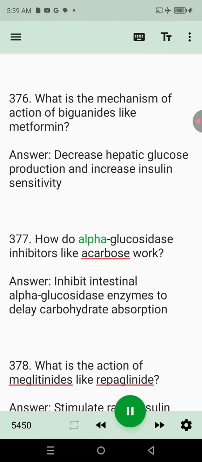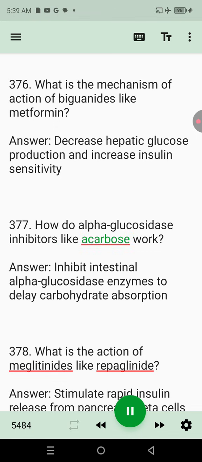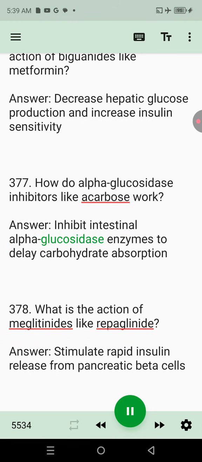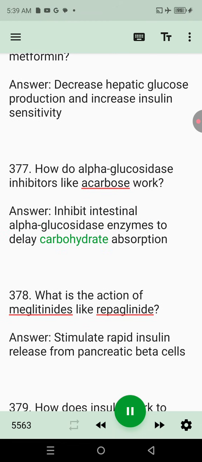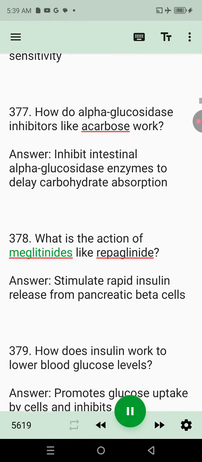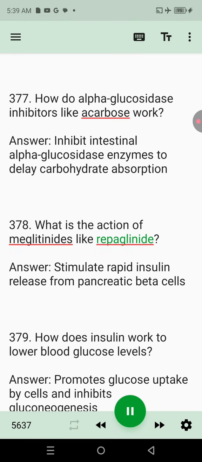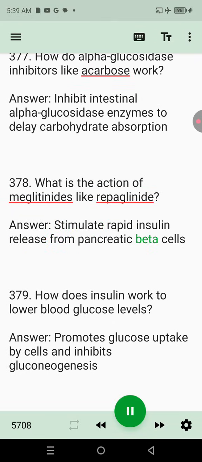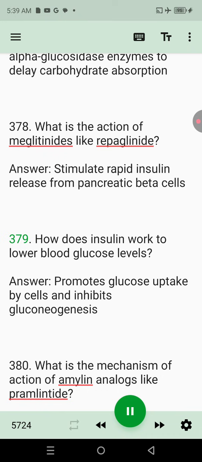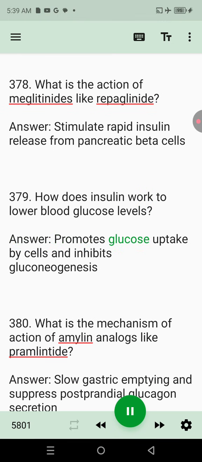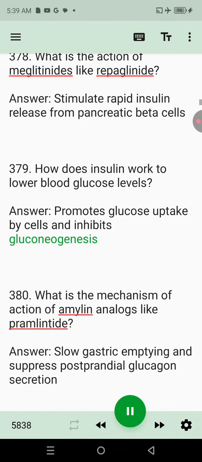377. How do alpha-glucosidase inhibitors like acarbose work? Answer: inhibit intestinal alpha-glucosidase enzymes to delay carbohydrate absorption. 378. What is the action of meglitinides like repaglinide? Answer: stimulate rapid insulin release from pancreatic beta cells. 379. How does insulin work to lower blood glucose levels? Answer: promotes glucose uptake by cells and inhibits gluconeogenesis.